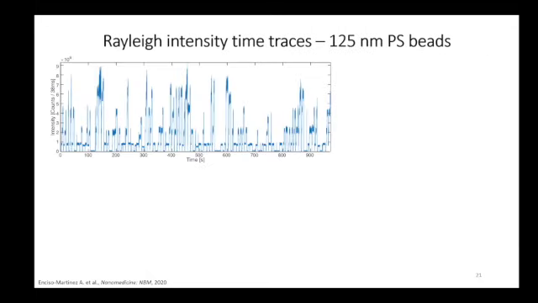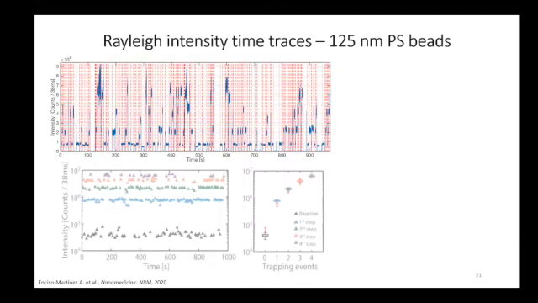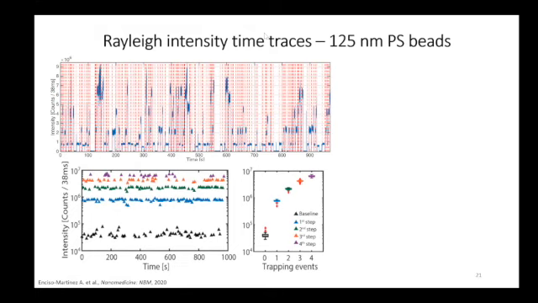So we tried this with different beads, different sizes of beads. In this case, it's an example of 125 nanometer polystyrene beads. We can segment the signal here, and then, for instance, if we plot the median value of each segment, we see clear levels that correspond to the baseline here in black, and then in blue we see the first trapping event, and in green we see the second trapping event, and so on.